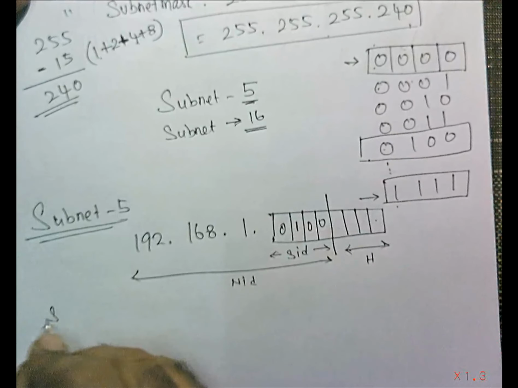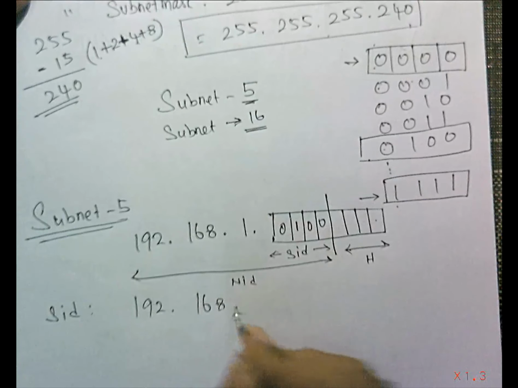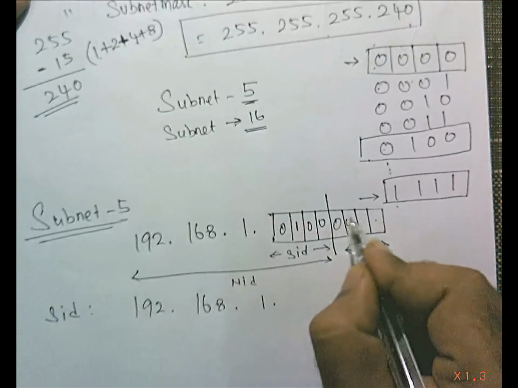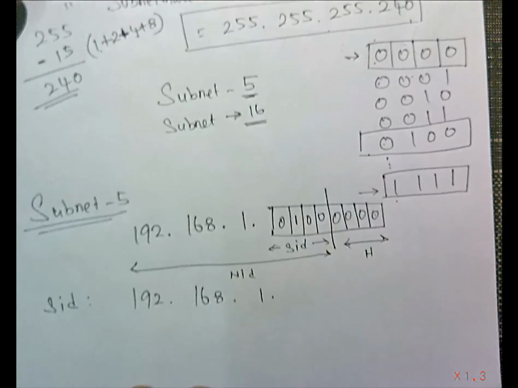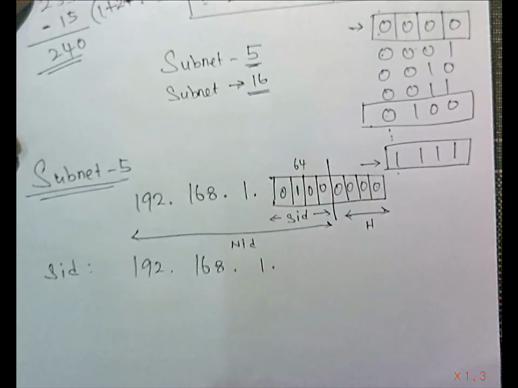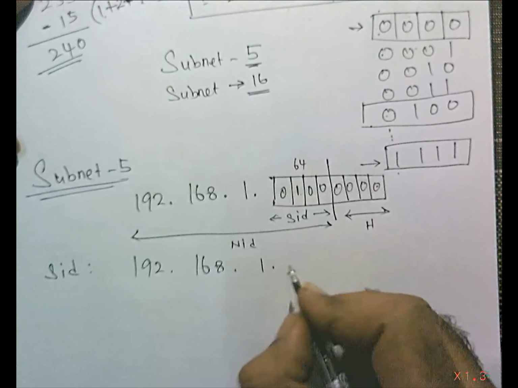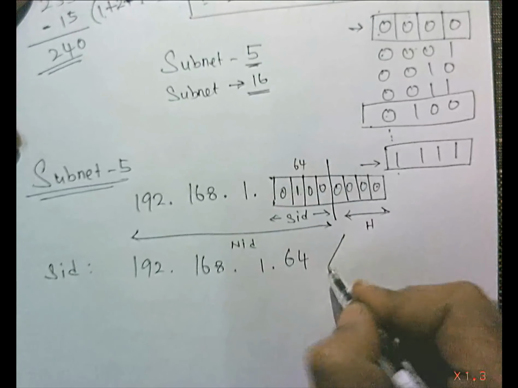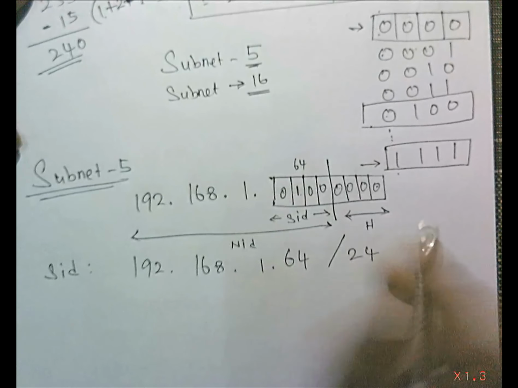Okay, so subnet ID, 192.168.1 dot. You have to make the host part entirely 0. That is the rule for finding the subnet ID. In that case we have 1 here. So what is the place value? This is going to be 64 is the place value: 1 2 4 8 16 32, 64. So 1.64, so this is going to be your subnet ID. Now slash, the custom CIDR is 24, so 24 is going to be the CIDR value.